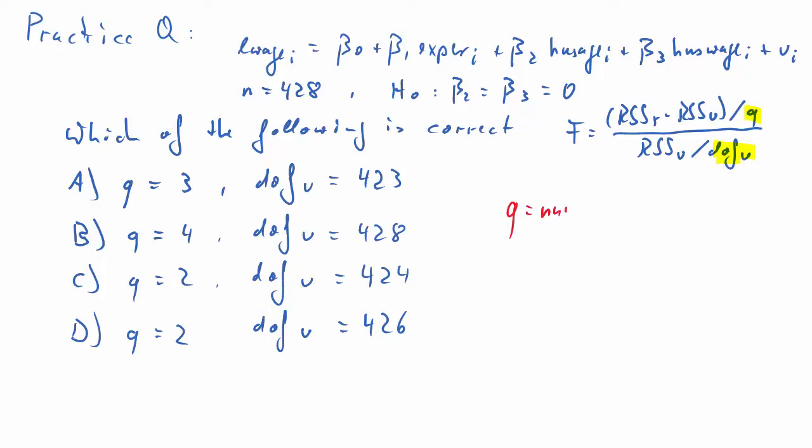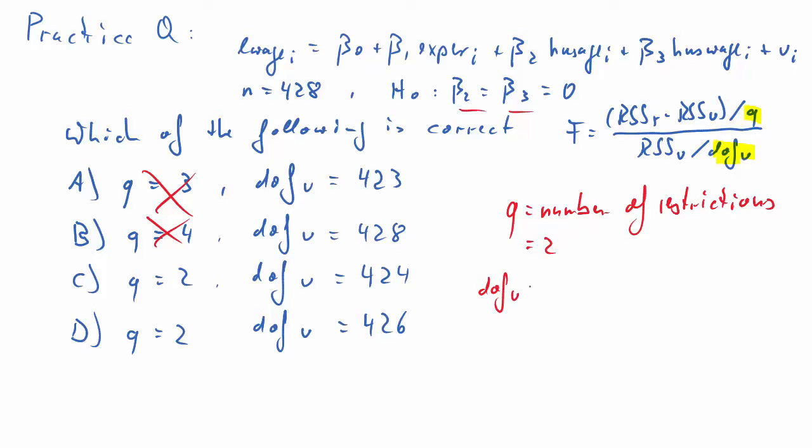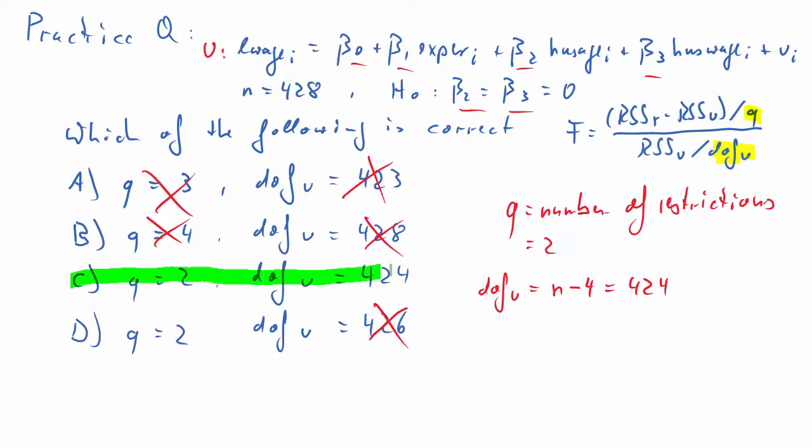Here's the solution. As far as the number of restrictions is concerned, the only way to get that is to go to the null hypothesis. Here, in our null hypothesis, we are restricting beta 2 and beta 3 to 0, so we have 2 restrictions, meaning solutions A and B are wrong. The degrees of freedom for the unrestricted model is n minus the number of estimated coefficients. Here we have 4, so it's n minus 4, altogether 424. Therefore, there's only one correct solution, and that is solution C.